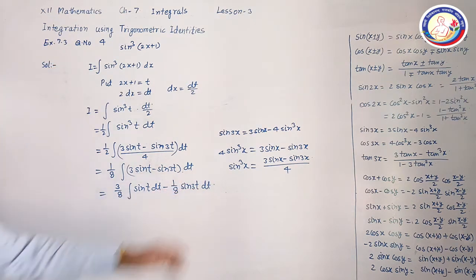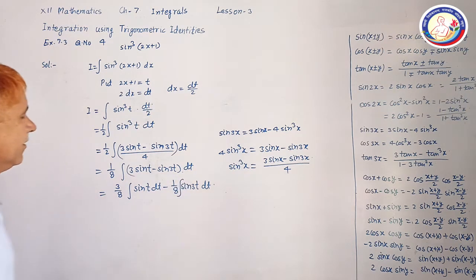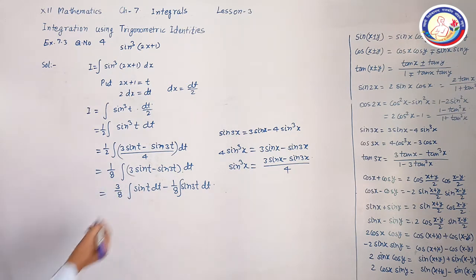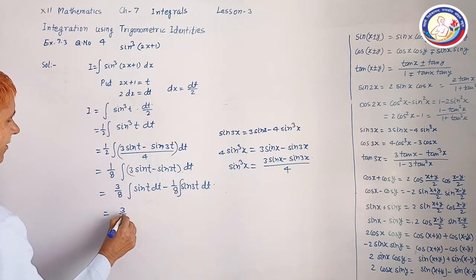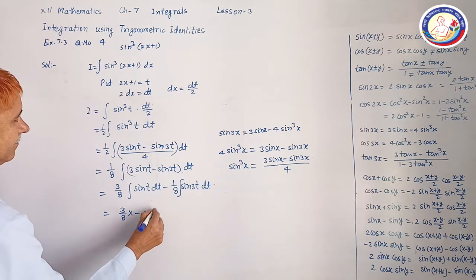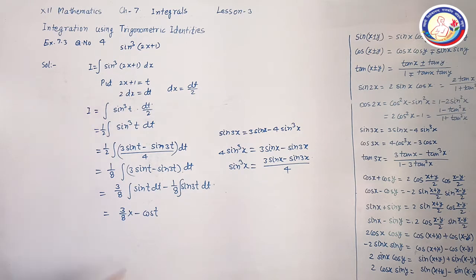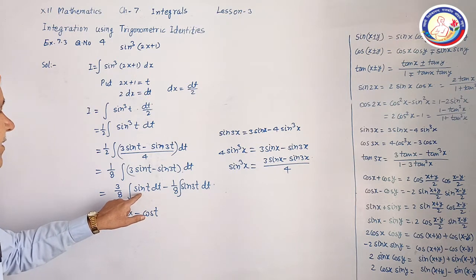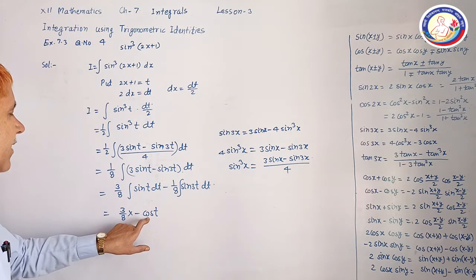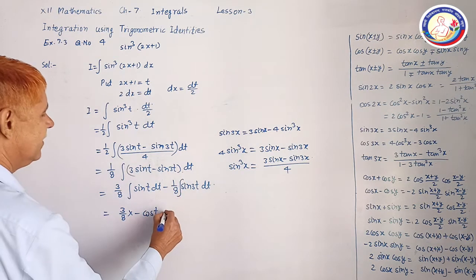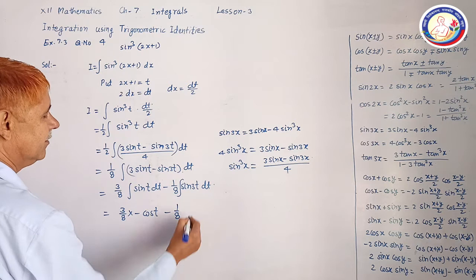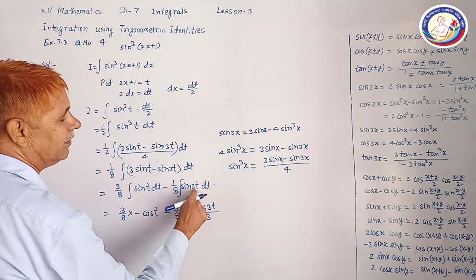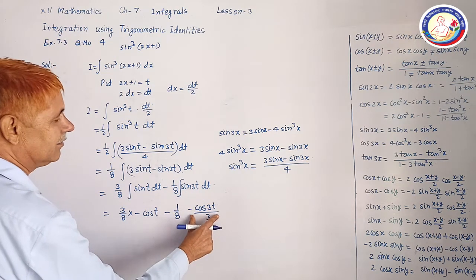Now we can integrate it simply. The integration of sine t: for which function is the derivative sine t? It is for minus cos t. So 3 by 8 into minus cos t, because the derivative of cos t is minus sine t. So if we want to find the derivative as sine t, the sign will be minus. Again minus 1 by 8 into sine 3t, that is minus cos 3t, divided by 3, because 3 is again there. So the derivative of this will be sine 3t.